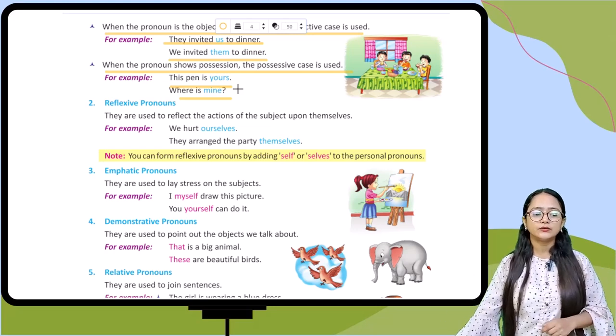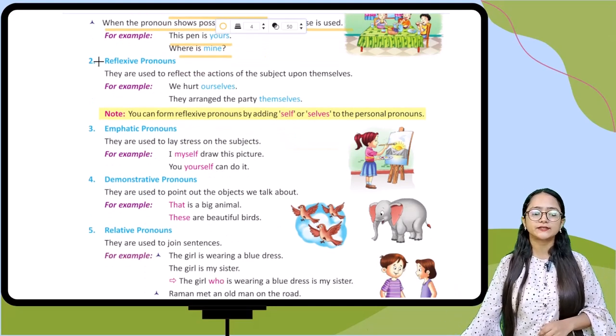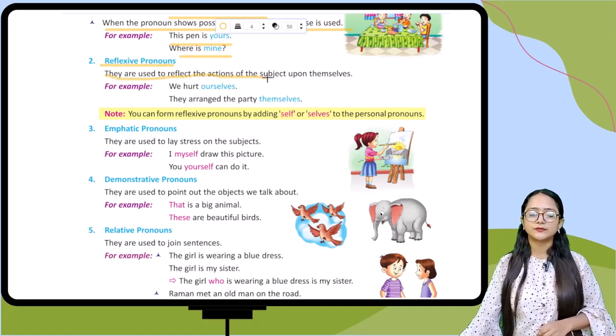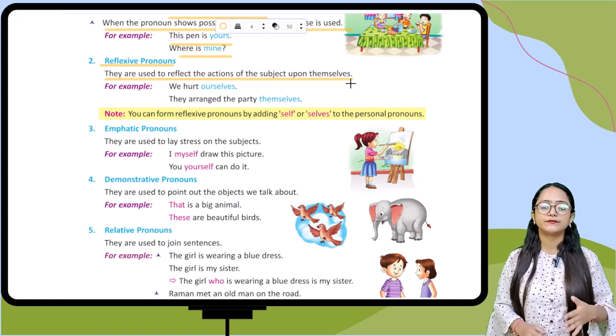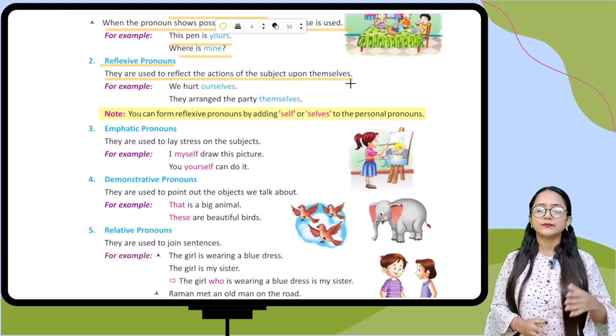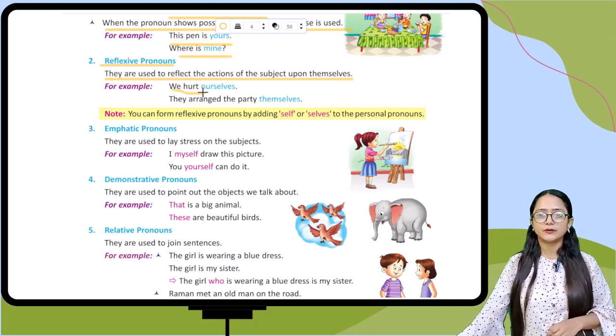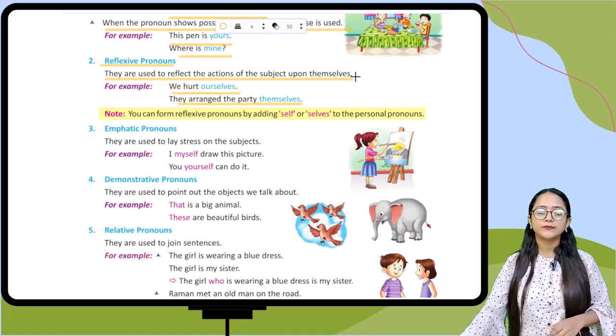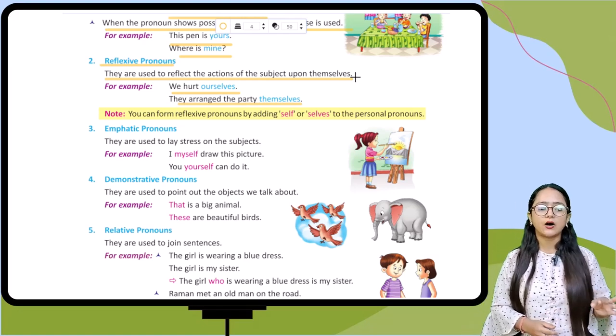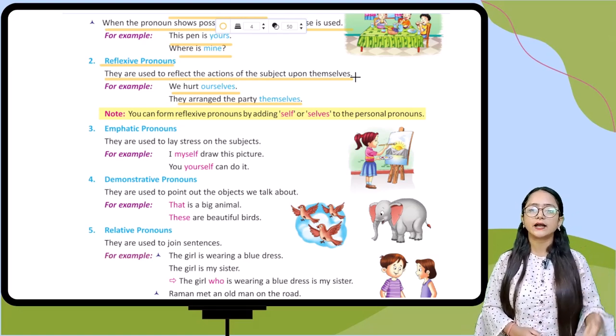Now the next type of pronoun is reflexive pronoun. They are basically used to reflect the action of the subject upon themselves. For example, we hurt ourselves. They arrange the party themselves. So here you can clearly see how the pronoun is used to reflect the action of the subject.